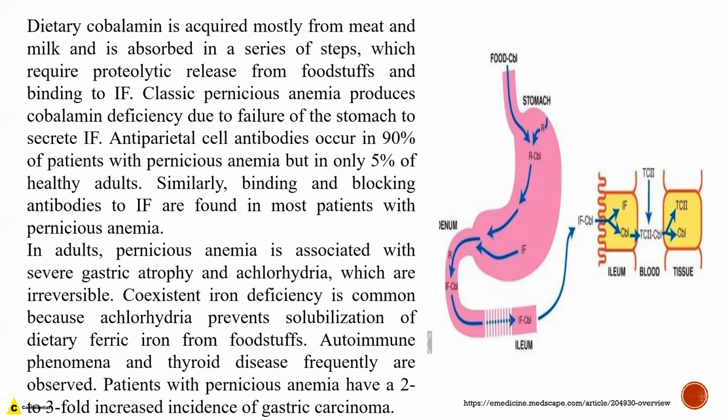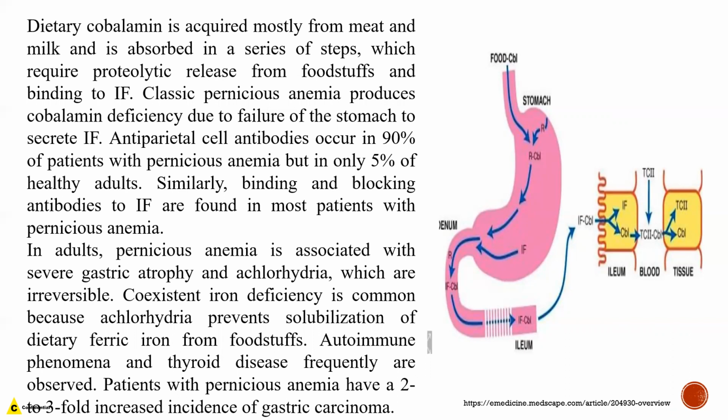In adults, pernicious anemia is associated with severe gastric atrophy and achlorhydria, which are irreversible. Coexistent iron deficiency is common because achlorhydria prevents solubilization of dietary ferric iron from foodstuff.